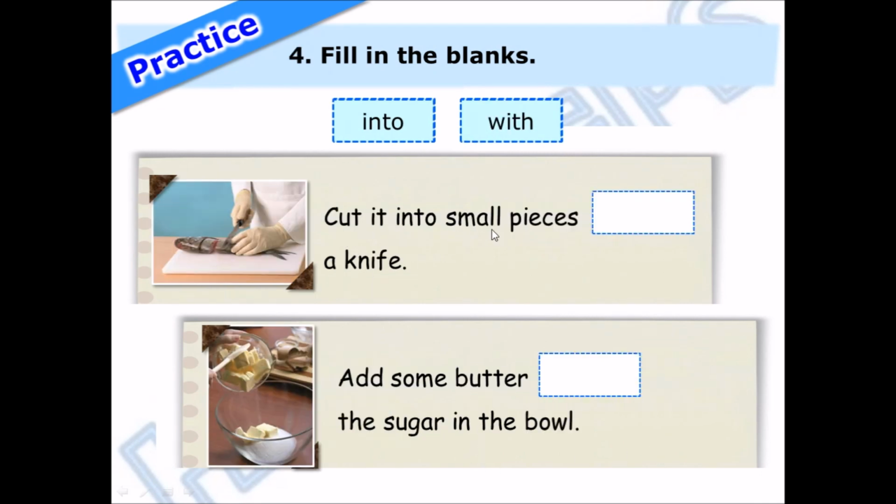Cut it into small pieces. A knife. A knife is the utensil you are going to use. A knife is the utensil you use for cutting the fish. With a knife, add some butter into the sugar in the bowl.